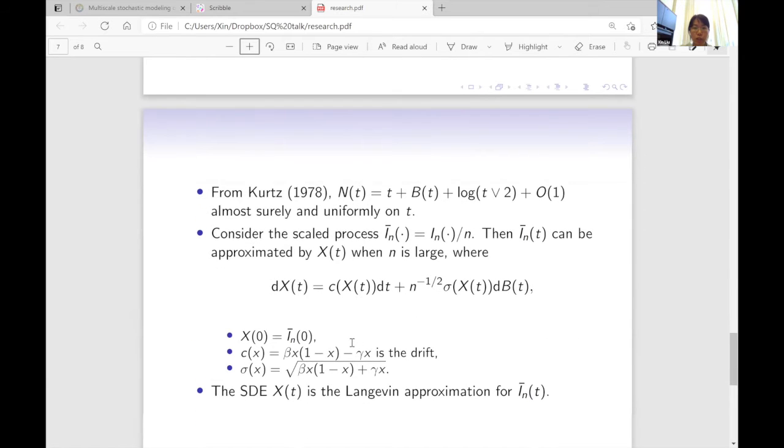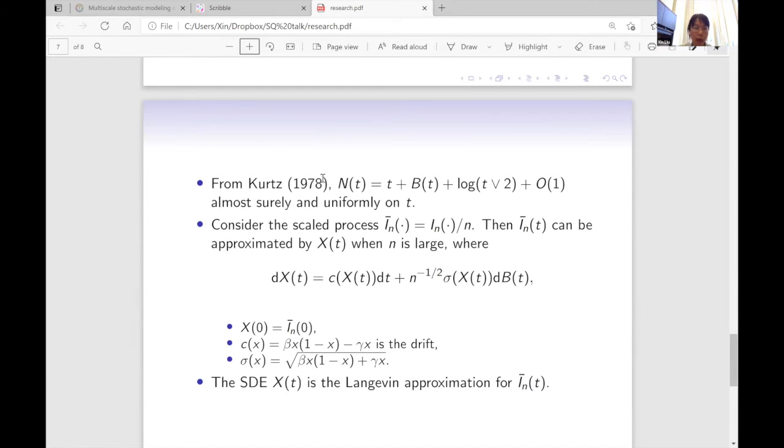Then we used Kurtz's paper back in 1978. For any unit rate Poisson process, you can construct this Brownian motion, a standard Brownian motion, and write it down in this way. Look at it: this is a log t term, and this is of lower order. After the scaling, if N is large, I can get rid of this lower order error. So if we consider the scaled process, which is the proportion of infected individuals, then it can be approximated by this SDE.